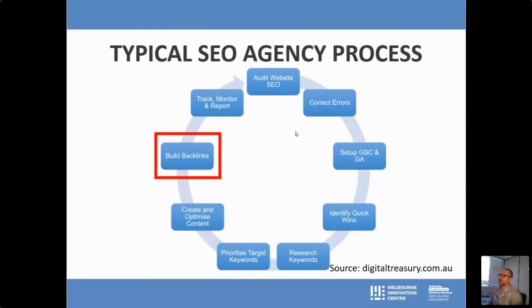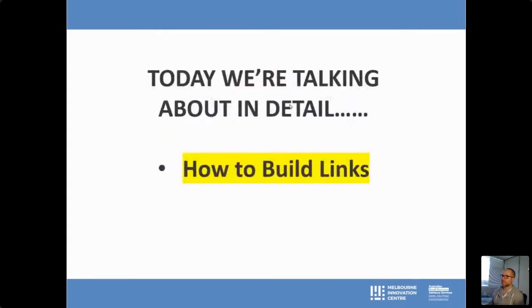We create and optimize content on our website. So we might have to publish more content if we're not covering topics well. And then we need to build links to those pages, which is what we're going to talk about in more depth today. And then we need to track and monitor the results of any actions we've taken in terms of our SEO, whether it is creating content or whether it is building links. So today we're going to talk about in much more detail how to build links.